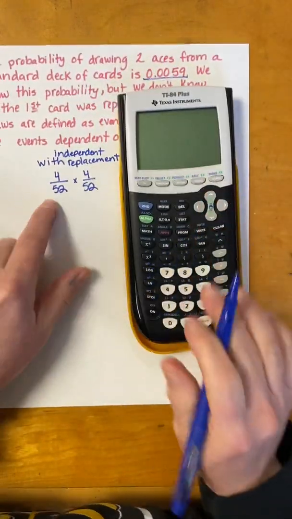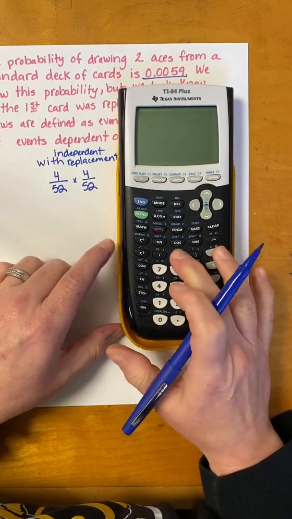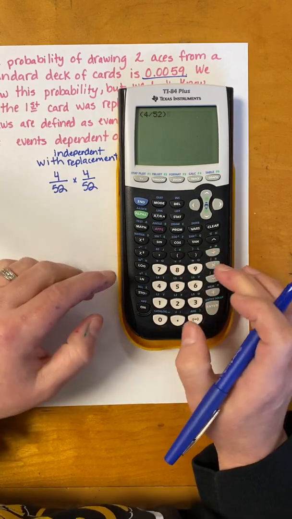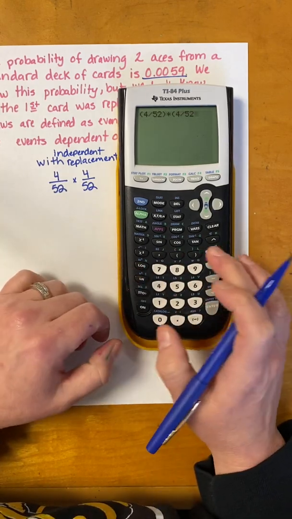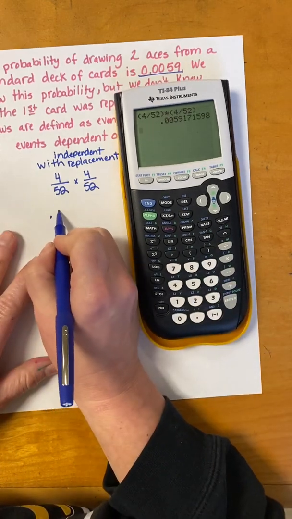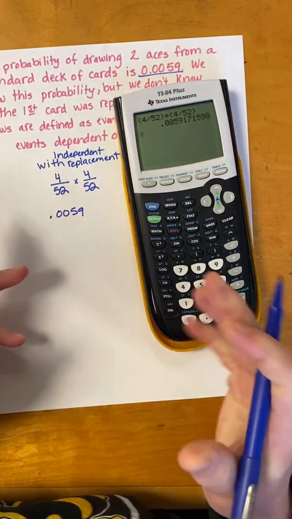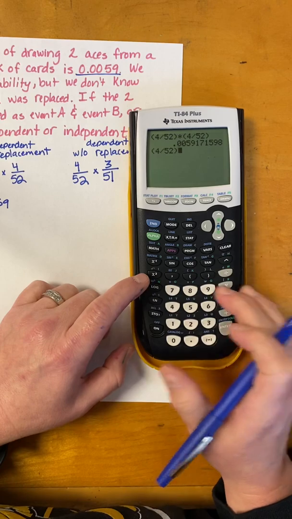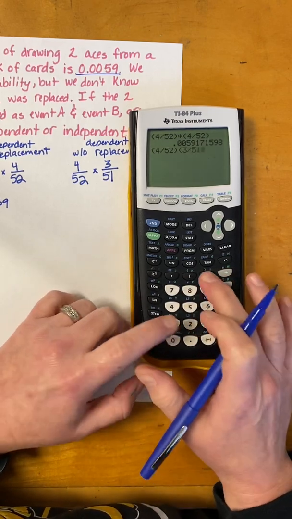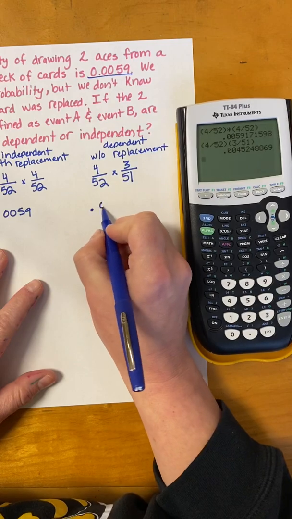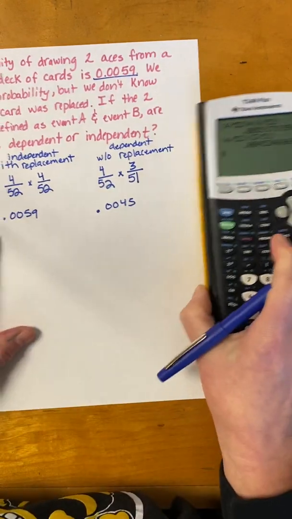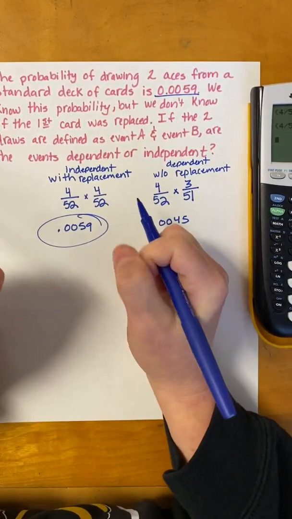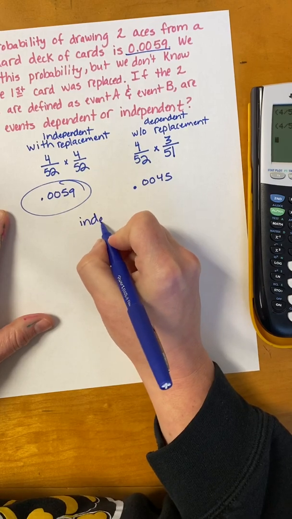Okay? Let's do this one first. So 4 over 52 times 4 divided by 52 gives me 0.0059, and so on. Over here, just for fun, 4 over 52 times 3 over 51 is 0.0045, and so on. So this is this, therefore the card is replaced and it is independent.